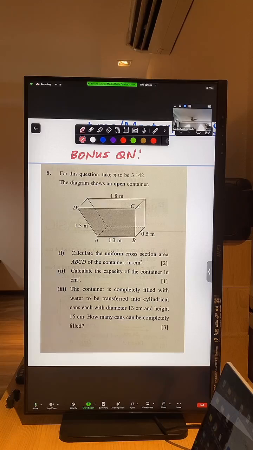1.3, 1.8, 0.5, 1.3. I think this one might need to use a bit of Pythagoras theorem, because you need to find the length BC. So to find this, you might need to use Pythagoras theorem.